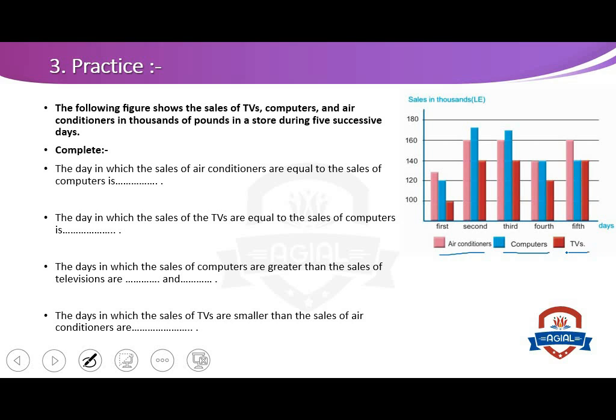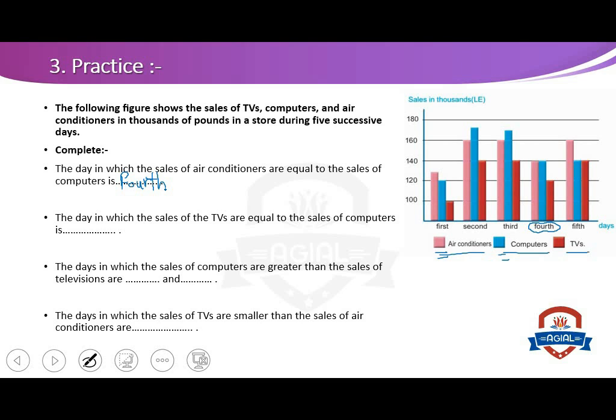The day in which the sales of air conditioners are equal to the sales of computers. So let's search. We have 2 colors, pink for air conditioners and blue for computers. And we need to know in which day they are equal. We notice that they are equal in the 4th day. So we have the 4th day.